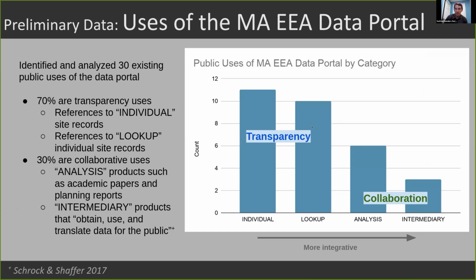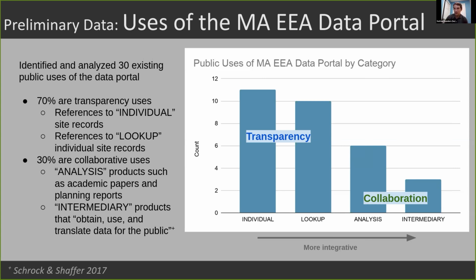And so the first step I've taken here is just doing a census of where the Massachusetts data portal is being used today. So just literally Googling for all references to our data portal, figuring out where it's being used and who is using it. And one of the things I immediately thought was interesting is that there are so many use cases today that are focused on transparency. So I think the number one example is real estate websites that will link to the site information about that facility on the Massachusetts data portal.